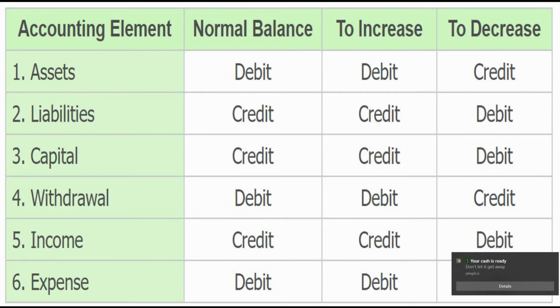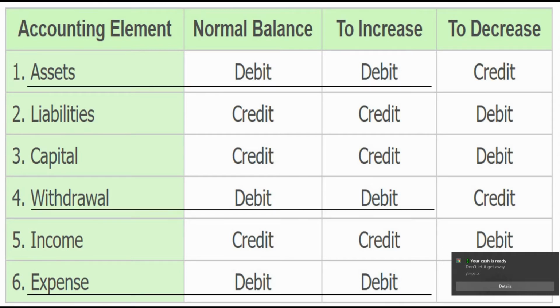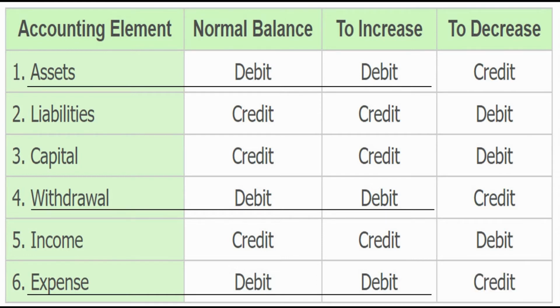Kapag nakita niyo yung asset, withdrawal, tsaka expenses, ang normal balance nila is debit. Ibig sabihin, sila yung nagiging benefit ng business. Mga transaction na nakukuha ni business. Okay? While liabilities, capital, owner's equity, or equity, and income have a normal balance of credit. Ibig sabihin, sila yung nagiging gastos ni business.